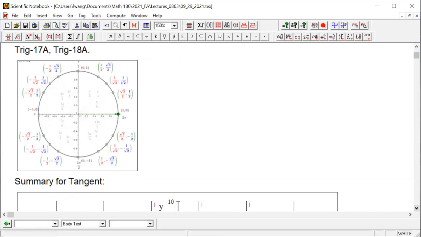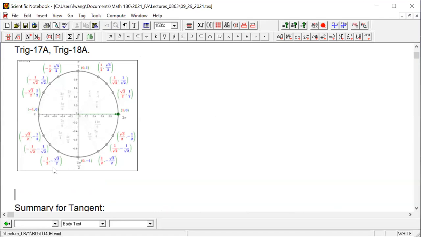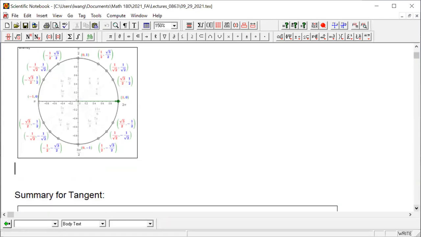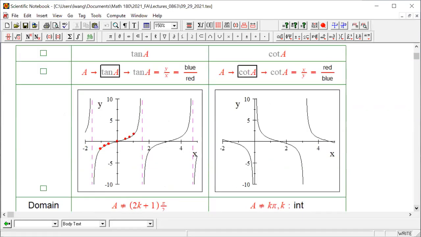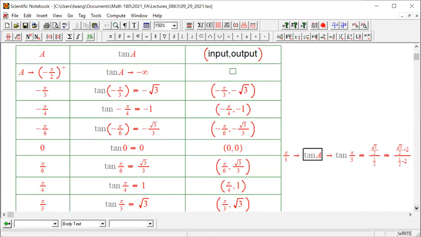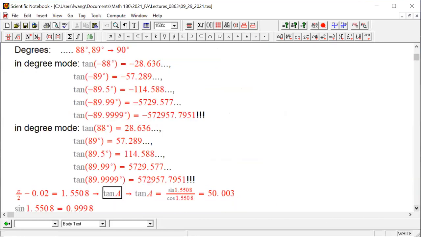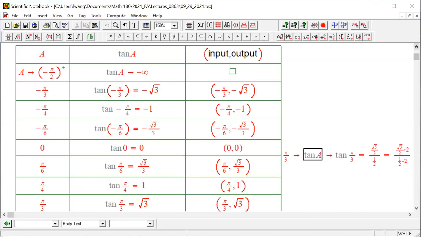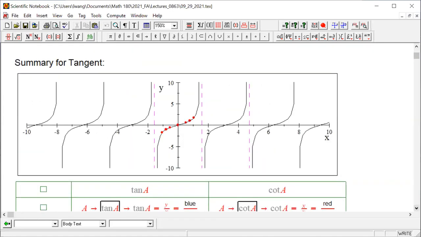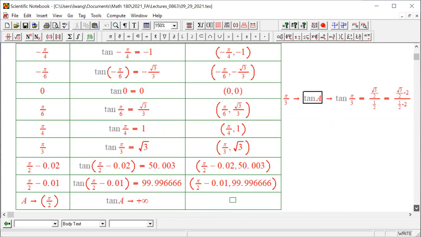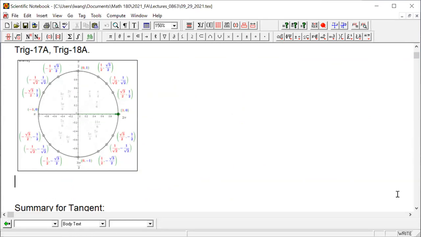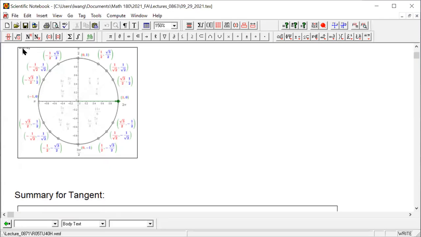Okay, so next, before we do the summary for tangent, today I want to speed up a little bit. So what I'm going to do is make you guys plot points with me, just like what we did with sine and cosine. So let's get to tangent.